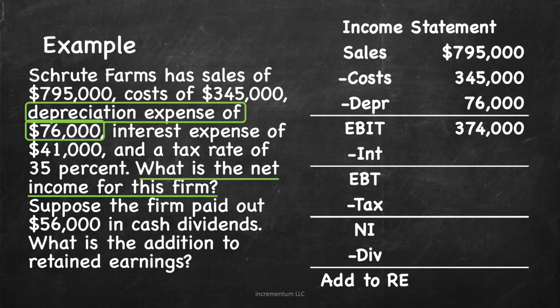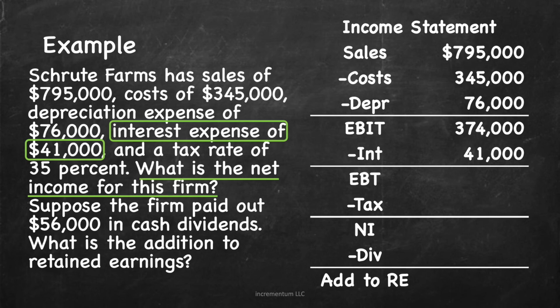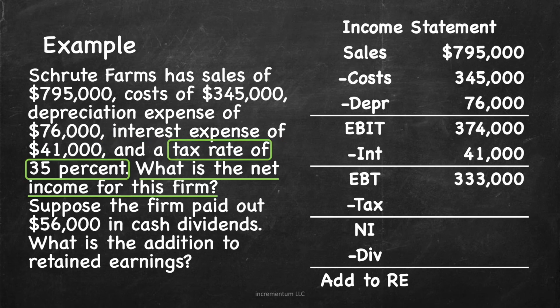The next line item on our income statement is interest. And if we look at the problem, we're told that we have interest expense of $41,000, so we'll plug that into our income statement template, and that allows us to then calculate earnings before taxes or taxable income, which comes to $333,000. So that was $374,000 minus $41,000. Now we're ready to subtract taxes. If we look at the problem, it doesn't give us our tax expense, but it does tell us that our tax rate was 35%. So it's a good idea to put that in our notes on our income statement template so that when we go back and look at the problem, we know which tax rate we used.